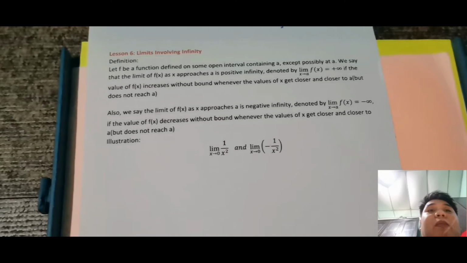Also, we say that the limit of f of x as x approaches a is negative infinity, denoted by limit of f of x as x approaches a is equal to negative infinity, if the value of f of x decreases without bound whenever the values of x get closer and closer to a but does not reach a.